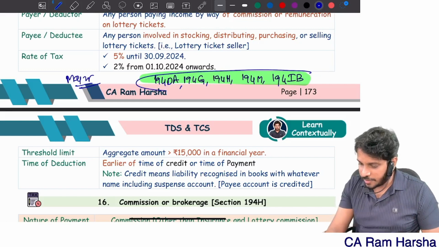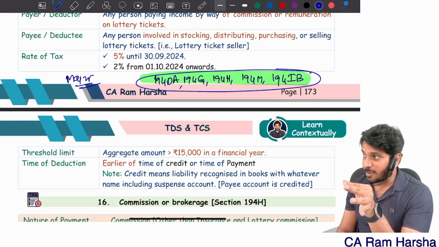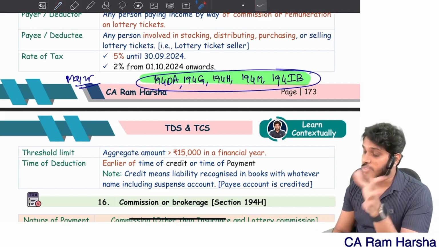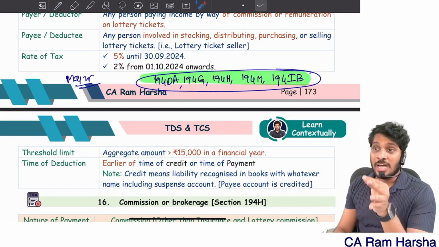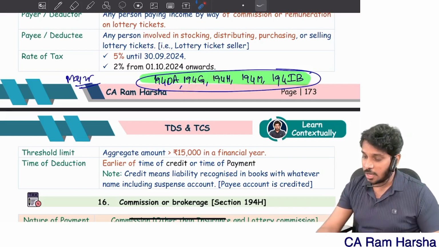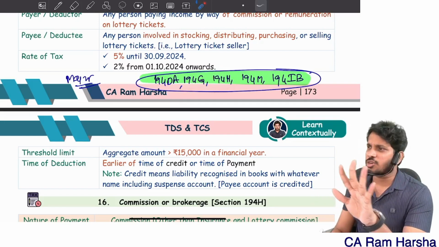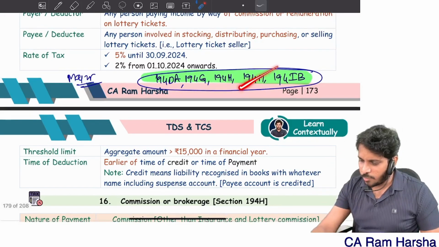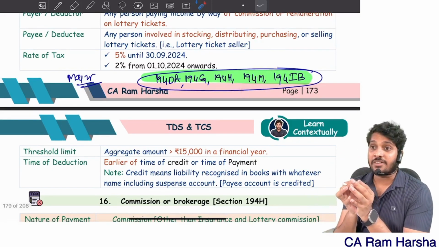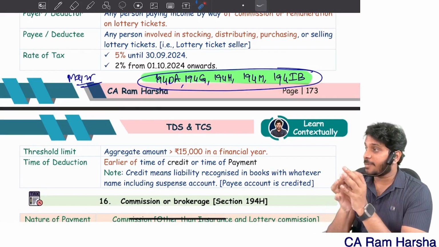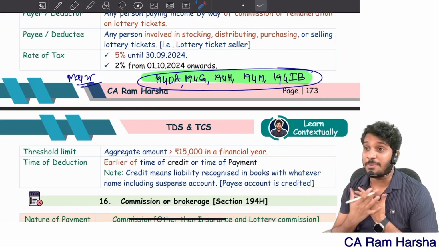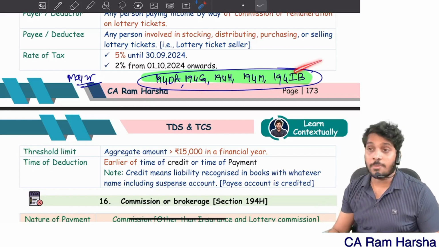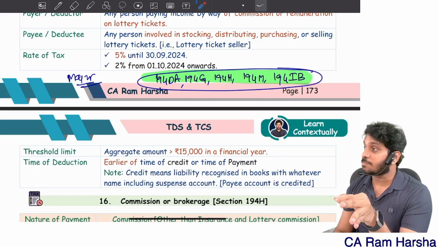In all these 5 sections, the amount you are paying, right? What is 194DA? Maturity amount in the insurance policy. 194G is what? Commission to a lottery agent. 194H is what? Any commission or brokerage which is not covered under 194D or 194G. 194M is what? Payment for work, professional fee, brokerage or commission for personal purposes, more than 50 lakh in a year. 194IB, payment of rent more than 50,000 per month.